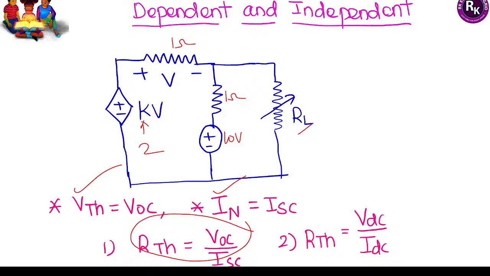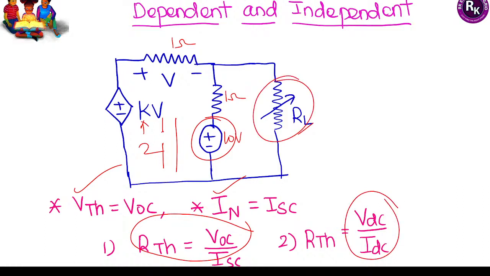Independent sources are the ones represented by a circle. It may be a current source or a voltage source. For a voltage source, you short circuit it for deactivating. For a current source, you open circuit it for deactivation. Next, connect the external voltage and current, VDC and IDC, across the load terminals after removing the load, and bring the relation between VDC and IDC to calculate the value of RTH. I hope you all know this.